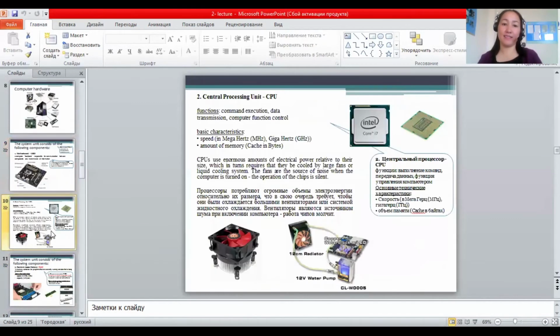And to the next slide. Central Processing Unit, CPU. It's the main device in the computer. It's the processor, CPU. Functions: command and data transmission, computer function control. And the second, basic characteristics: its speed and the amount of memory.